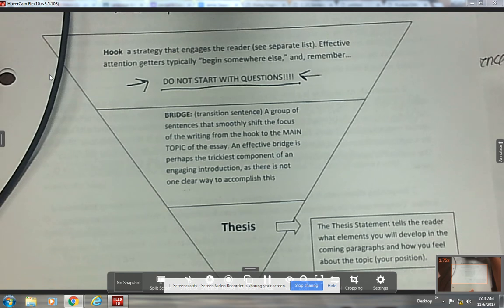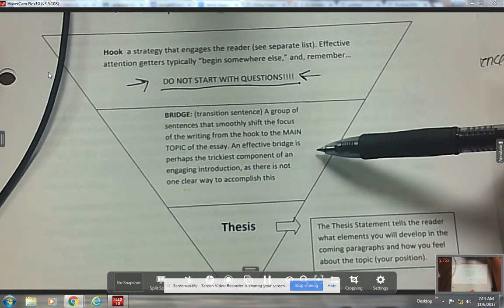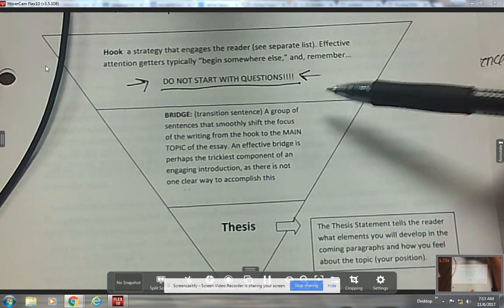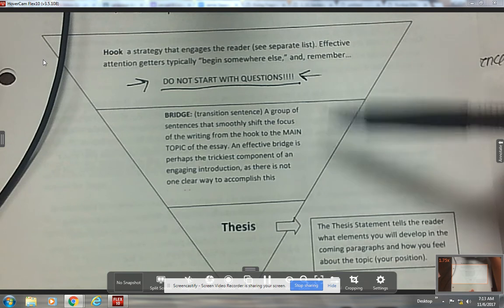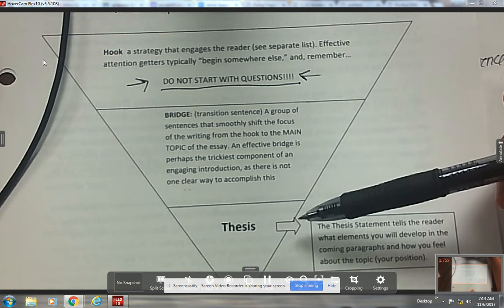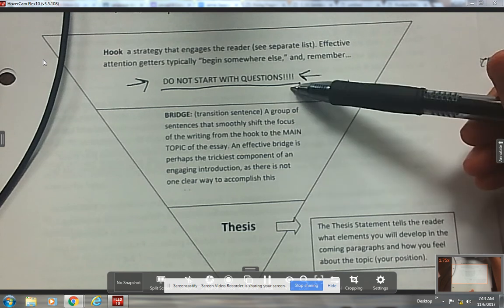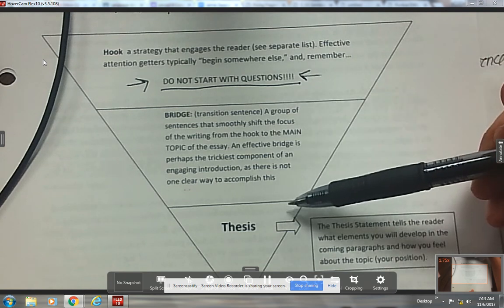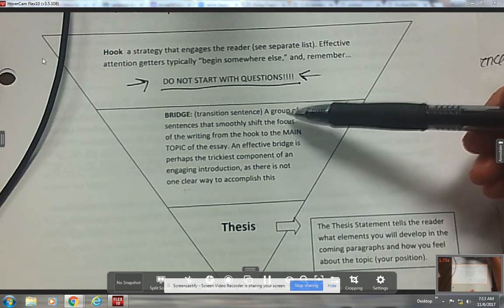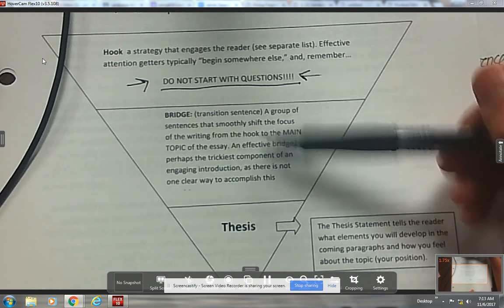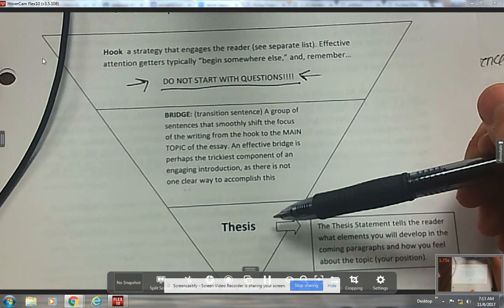The second part of the introduction is the bridge. See, when we look at hooks, you may use a hook that doesn't connect at all whatsoever to what the topic of your paper is about. You use this bridge component to connect your hook to your thesis with some words. So it says here that it's a group of sentences that smoothly shift the focus from your hook to your thesis or the main topic of your essay.